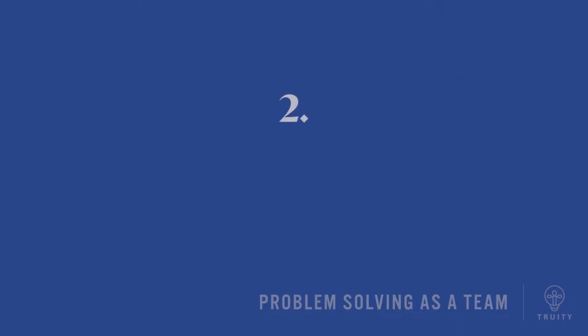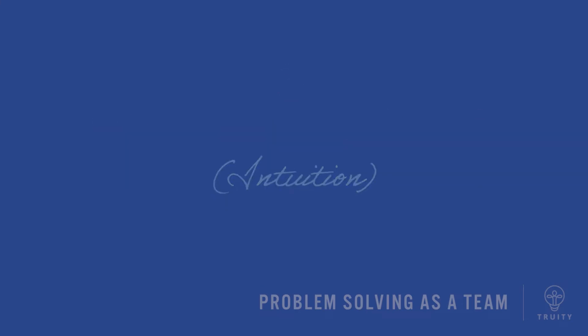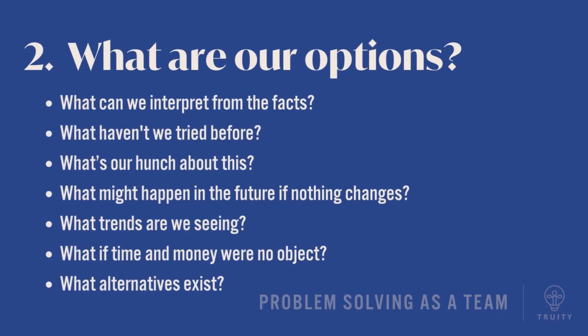What hasn't worked? What resources do we have? Step 2, what are our options? Next is intuition. When we focus on intuition, we are looking for options, alternatives, future trends, and predictions. Allow everyone to brainstorm freely and make space for random ideas, not just realistic ones. Questions to ask include, what can we interpret from the facts? What haven't we tried before? What's our hunch about this? What might happen in the future if nothing changes? What trends are we seeing? What if time and money were no object? What alternatives exist?